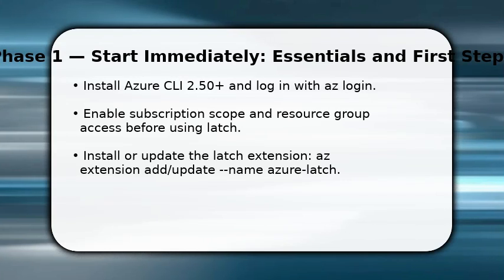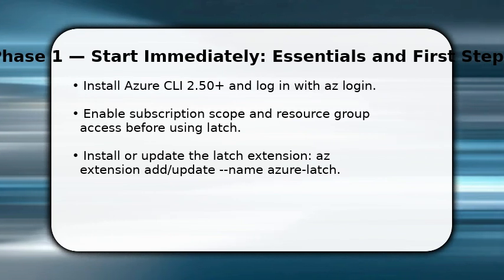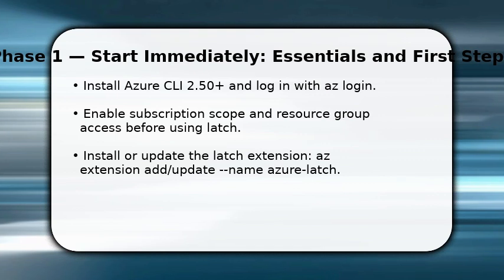You start by confirming prerequisites so commands behave predictably. First, install Azure CLI and authenticate. This gives you an authenticated context. Then, make sure your subscription and resource group permissions allow latch operations, because lacking RBAC will break runs.